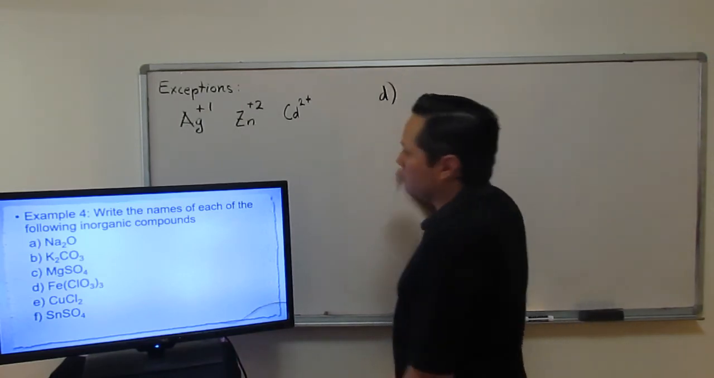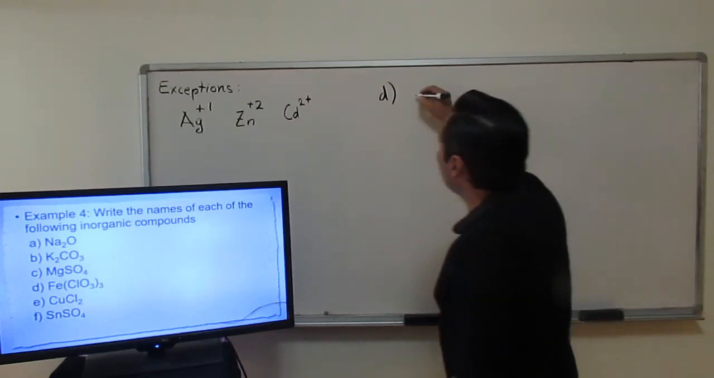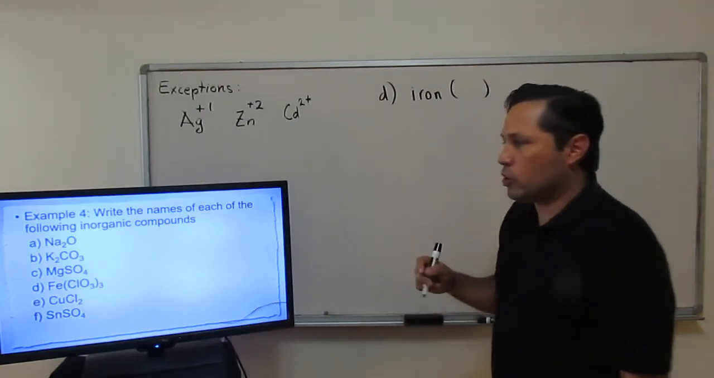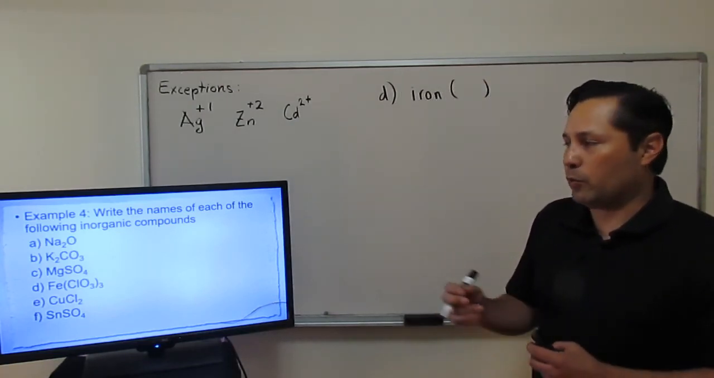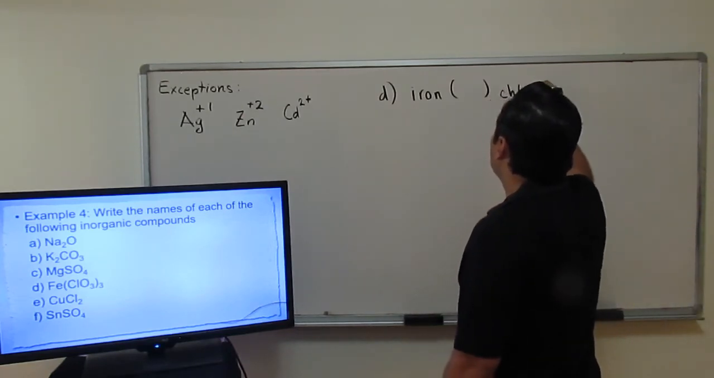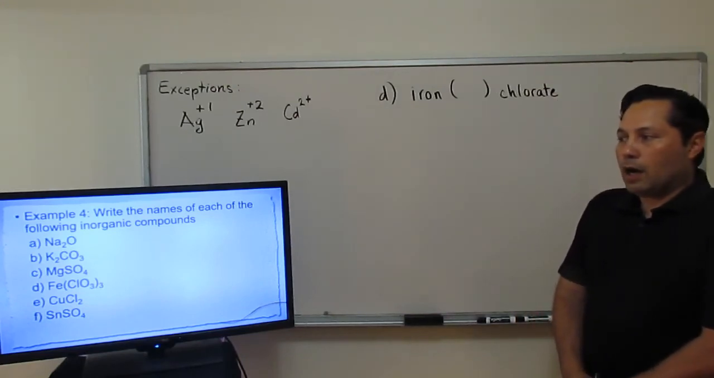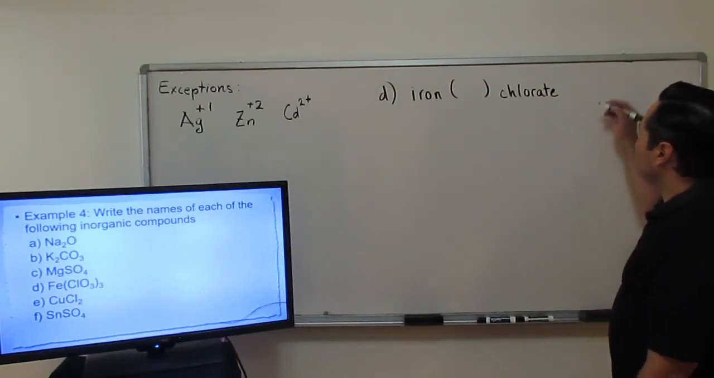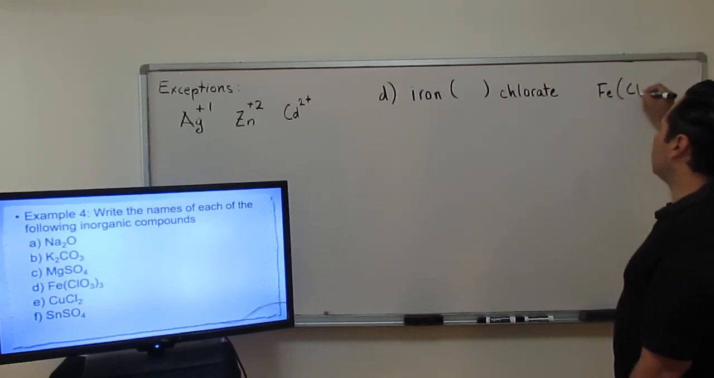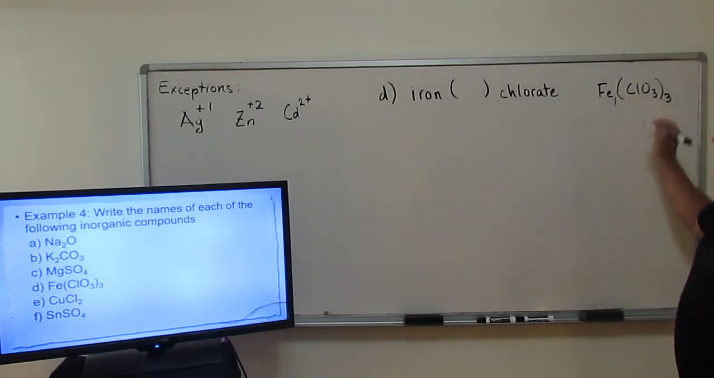Letter D, it is iron. Now, iron is in the middle of the periodic table, so it does need Roman numerals. So I'm going to put a blank spot right there to where it goes. Cl is chlorine with oxygen, so it's chlorate. It's a group. Alright, what do I do now? I'm going to rewrite it. Fe, parentheses, ClO3, parentheses 3. Alright, there's no number there, that means 1.